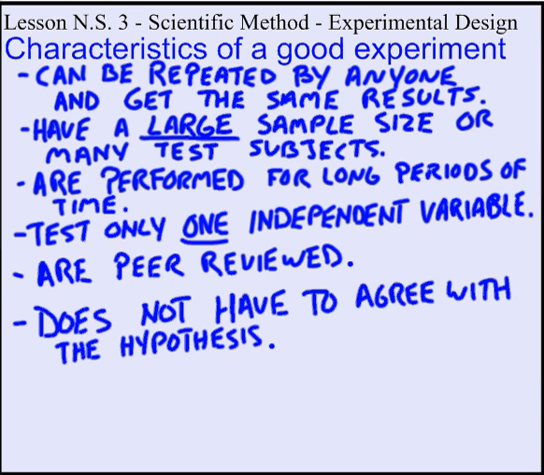A good experiment does not have to agree with the hypothesis. A scientist's prediction is allowed to be incorrect, and it often is. Doing good experimentation, collecting good data, making good observations, that's the important part.